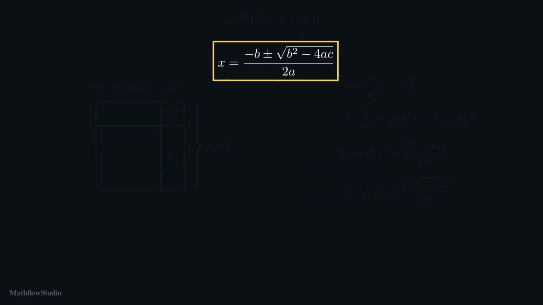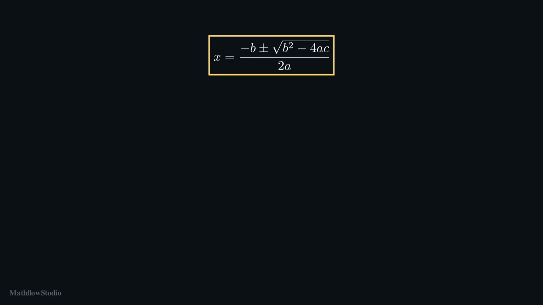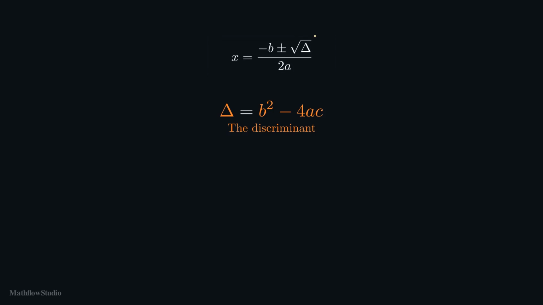Now look closely at the expression sitting under the square root. This expression, b squared minus 4a times c, has its own name, the discriminant, written with the Greek letter delta. With it, the formula reads x equals negative b plus or minus root delta over 2a. The sign of the discriminant alone tells us how many real roots there are.